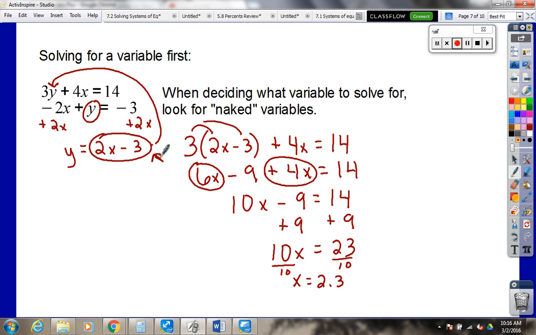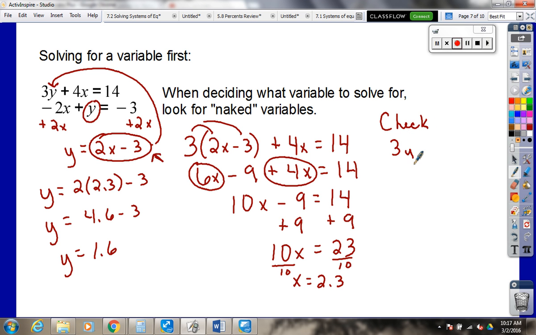So you can actually use the equation that you created. So y equals 2 times 2.3 minus 3, which is 4.6 minus 3, which is 1.6. Then since I used the version of the second equation that I created, I'm going to check it using the first equation.